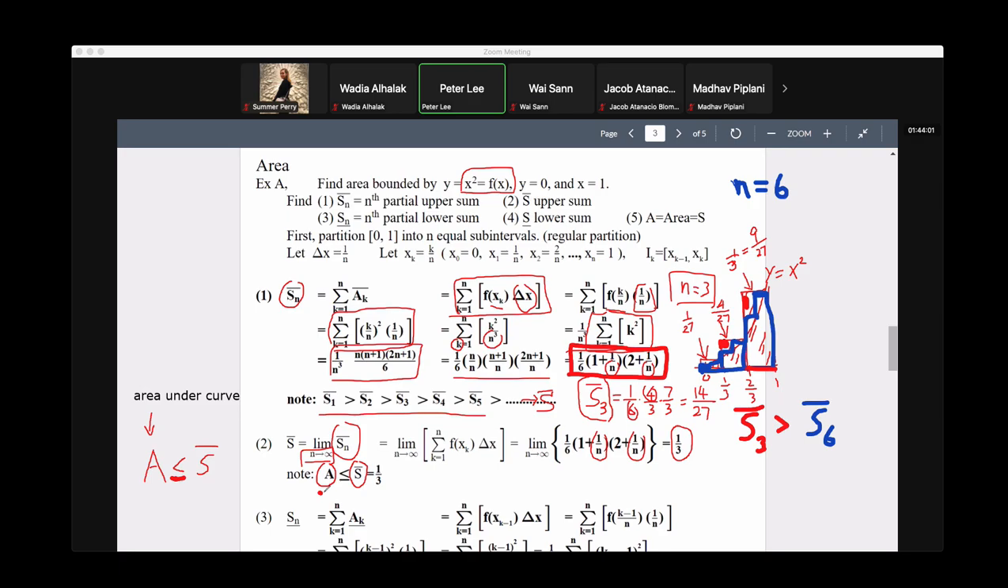So the conclusion at this point is that our area, we don't know exactly, but it is going to be either 1/3 or less. That's what we know up to part 2. That is the conclusion. And now let's look at number 3.